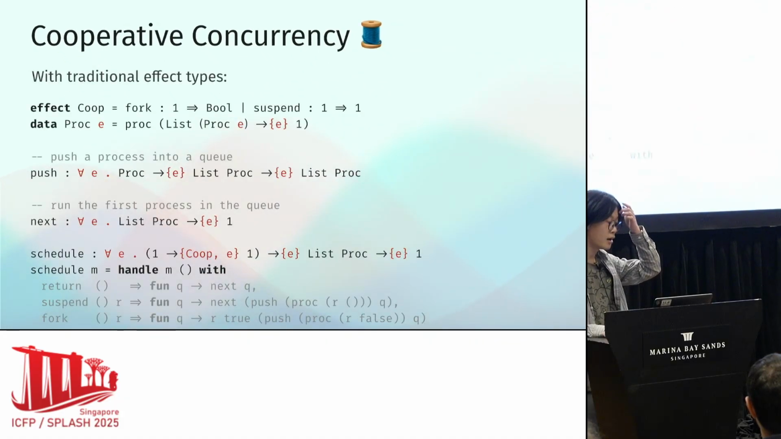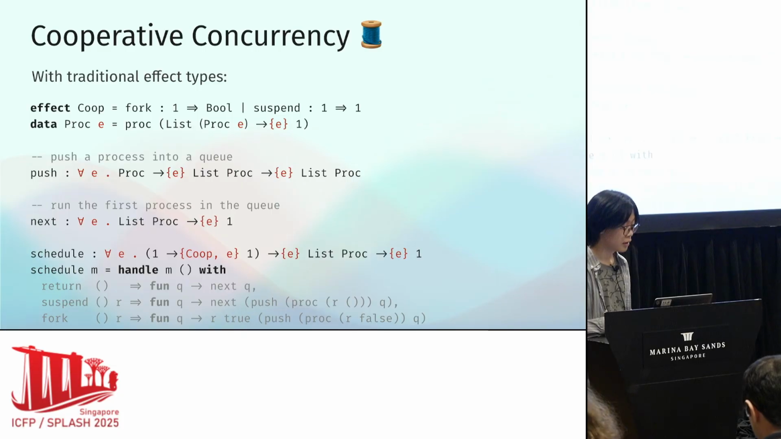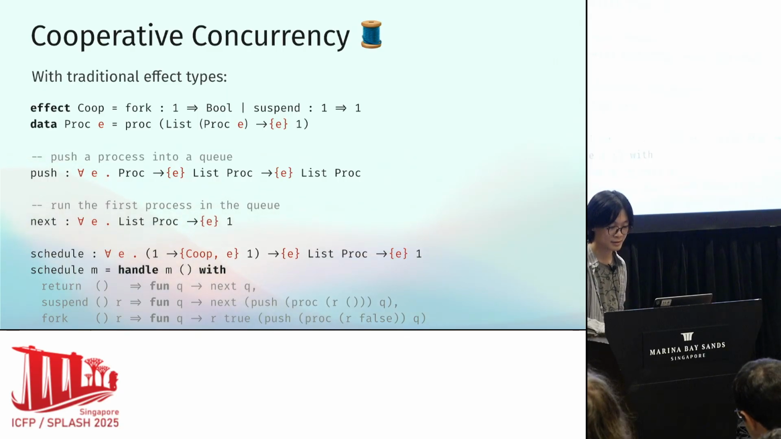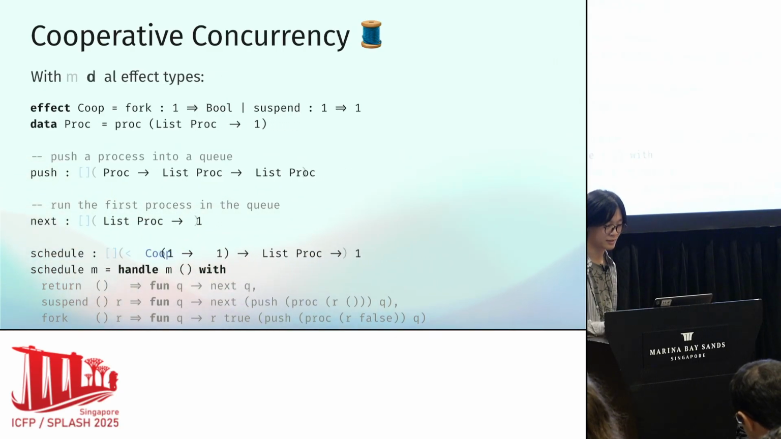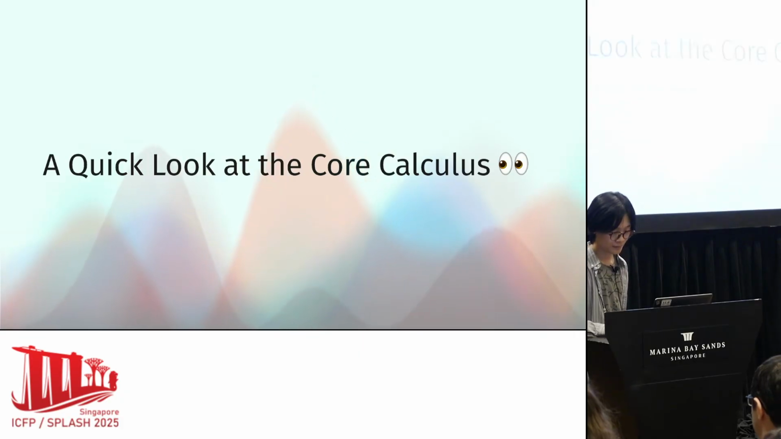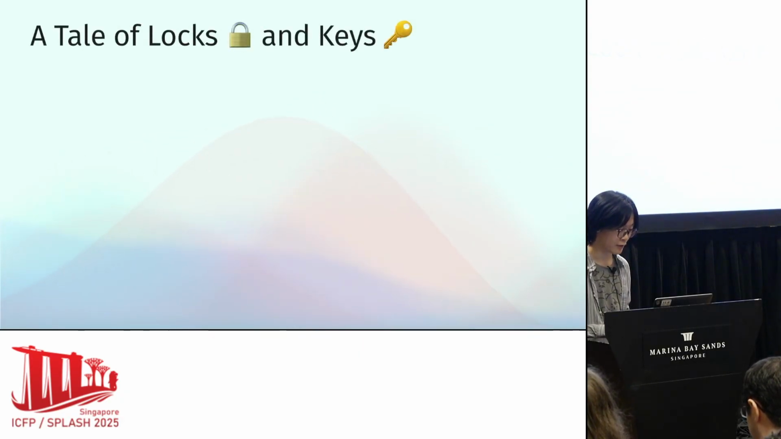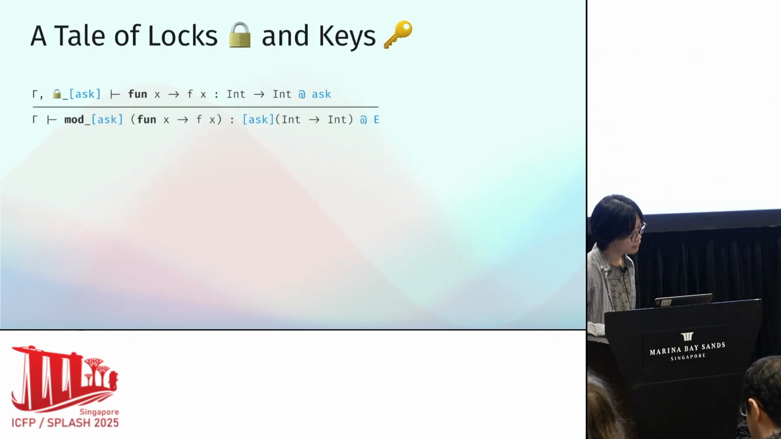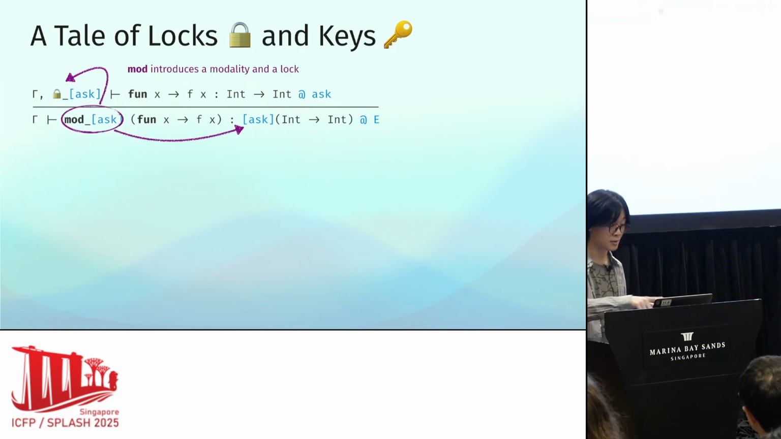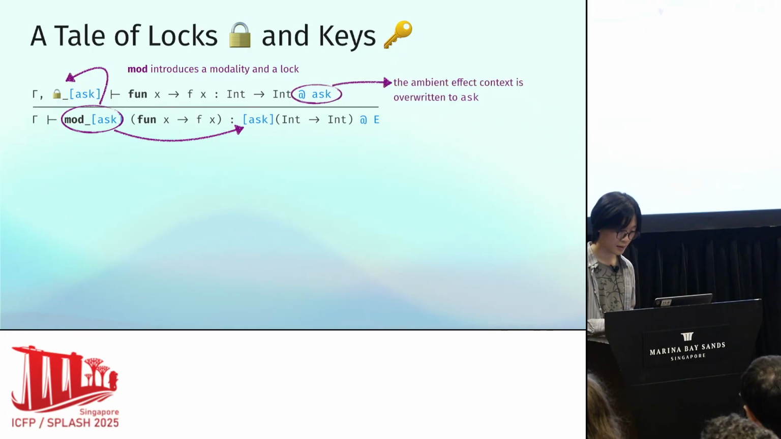And here is a more complicated example about cooperative concurrency. I'm not going into the details, but I'll just show the animation of the change over types. Now I'll quickly introduce the first typing rule, which is modality introduction, to give you a flavor of how the system works. So we have this mod syntax, which introduces the modality for the result type and a knock to the context. And it overrides the ambient effect context e to ask.